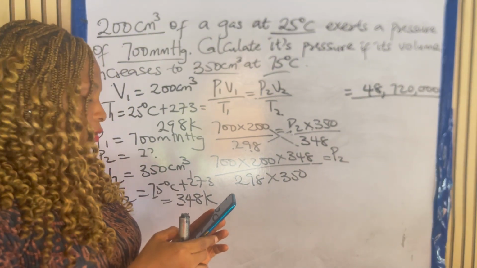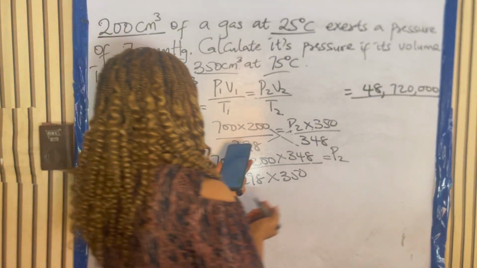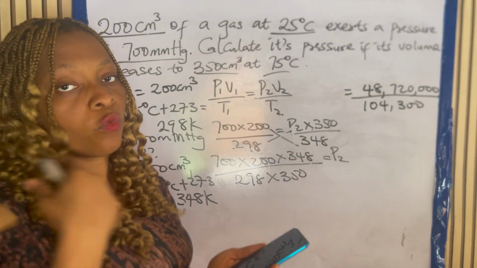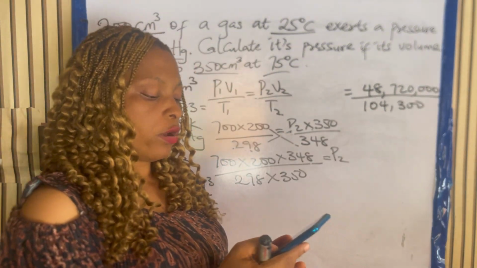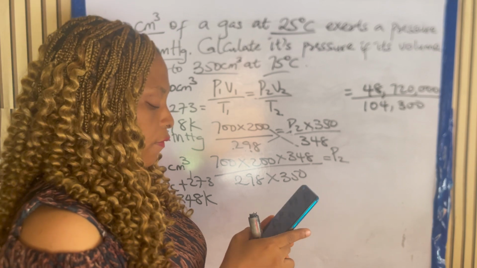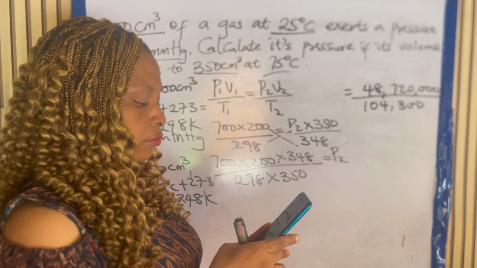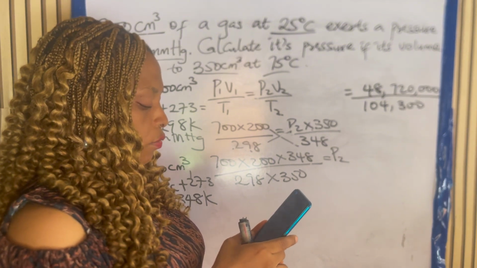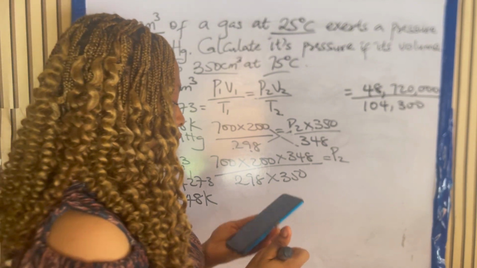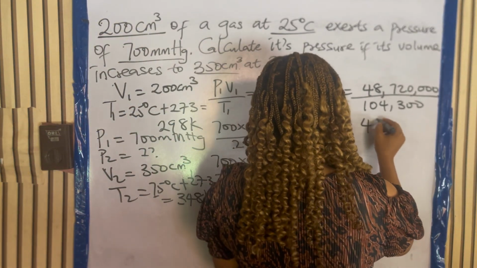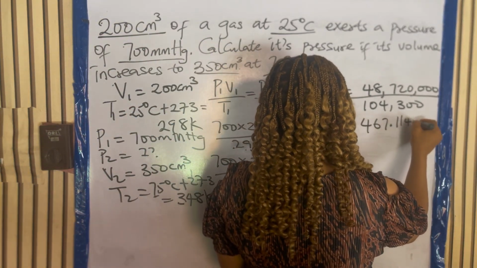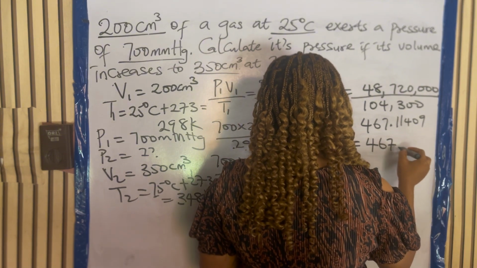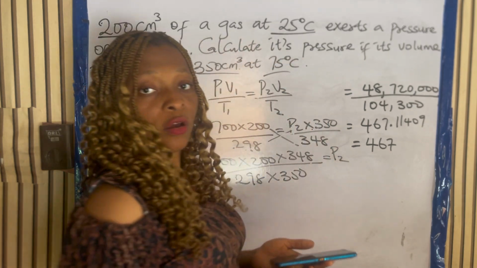298 times 350. And that will give us what? 104,300. You can see my values now. So you are going to divide 48,720,000 by 104,300. So you have it to be what? 467.11401. So this would be 467.